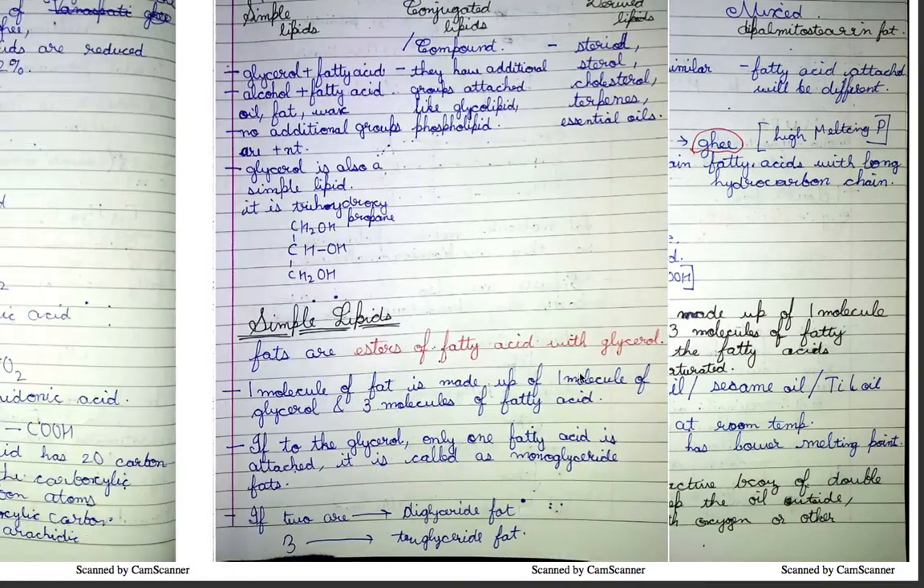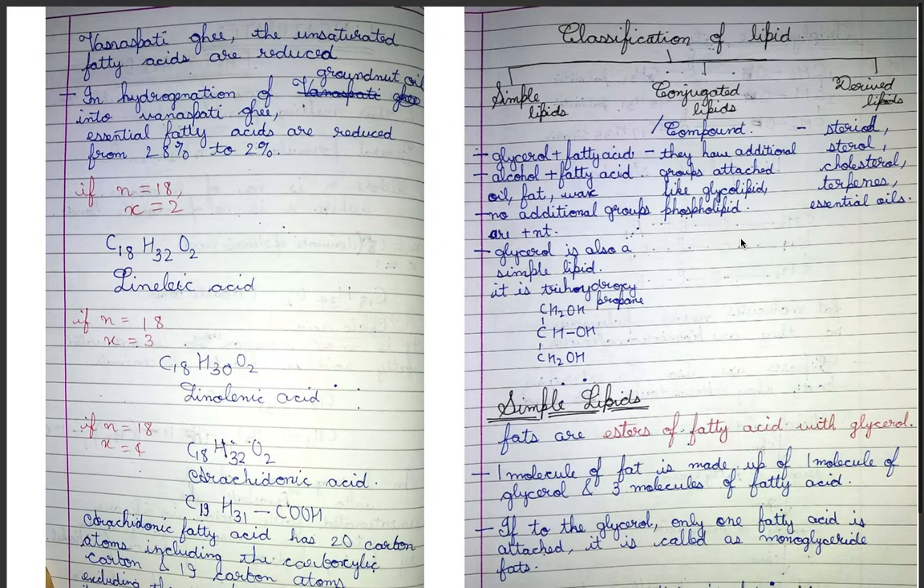Okay. Now next thing, classification of lipids. Three types: simple lipids, conjugated lipids, derived lipids. Simple lipids are glycerol plus fatty acid or alcohol plus fatty acid. These are actually oil, fat, and wax. No additional groups are present. Glycerol is also a simple lipid. It is a hydroxypropane. Now conjugated lipids are compound lipids. They have additional groups attached, like glycolipids and phospholipids. Now derived lipids are sterols, cholesterol, terpenes, essential oils.